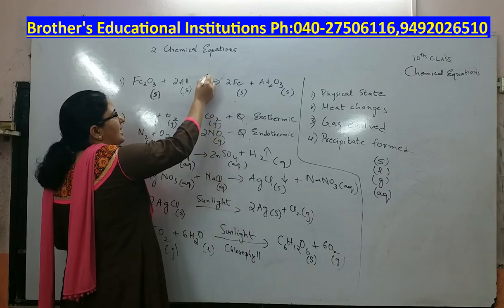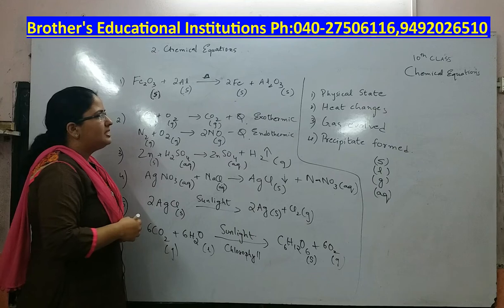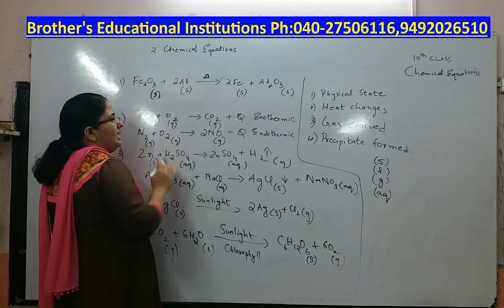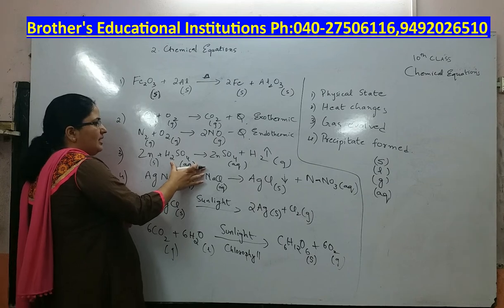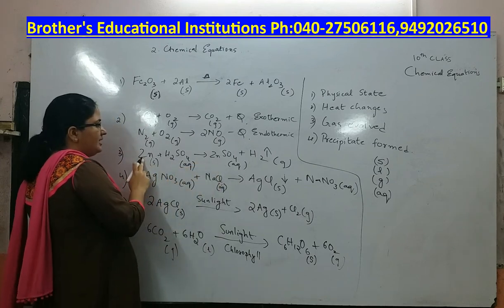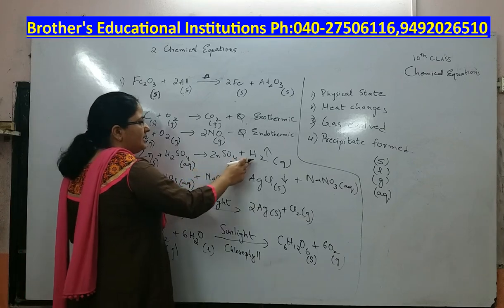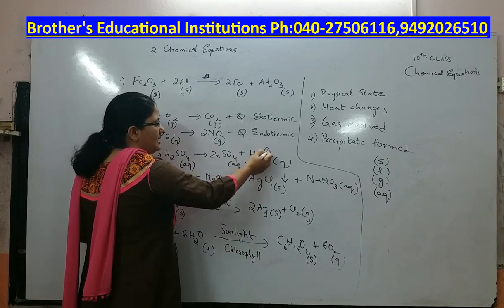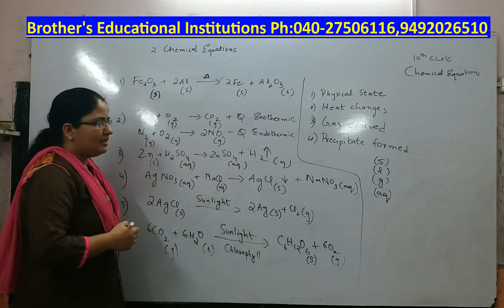Here this delta indicates that we have supplied some heat. This is formed after supplying some heat. Then, if you observe the third equation, whenever zinc reacts with sulfuric acid, you get zinc sulfate plus hydrogen gas. Gases can be indicated with an arrow pointing upward.